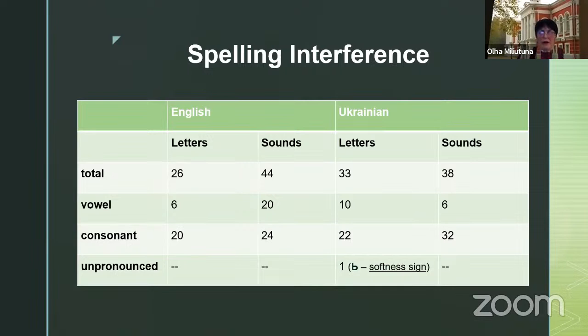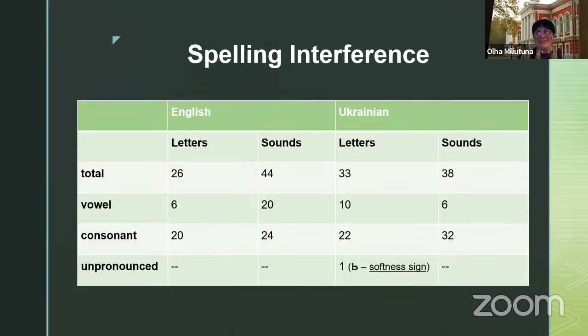We also have one special letter, the so-called softness sign, which is used to denote the softness of consonants in writing, in some cases.